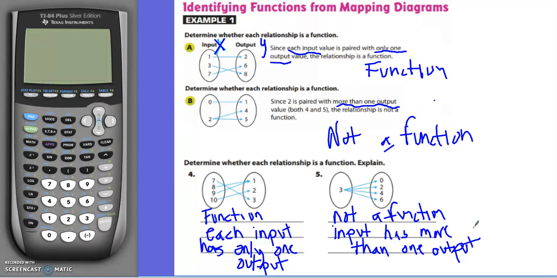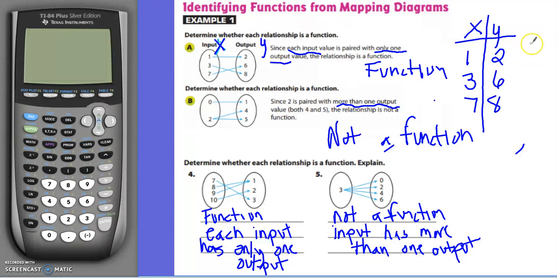Okay, now I want you to be aware that even though it's written like this in a mapping diagram, you could also see A, B, 4, and 5 in either a table-like format, like this, or you could see it in ordered pair format like this. Okay, which we're going to talk about next. So just realize that this mapping is the same thing as a table and ordered pairs.